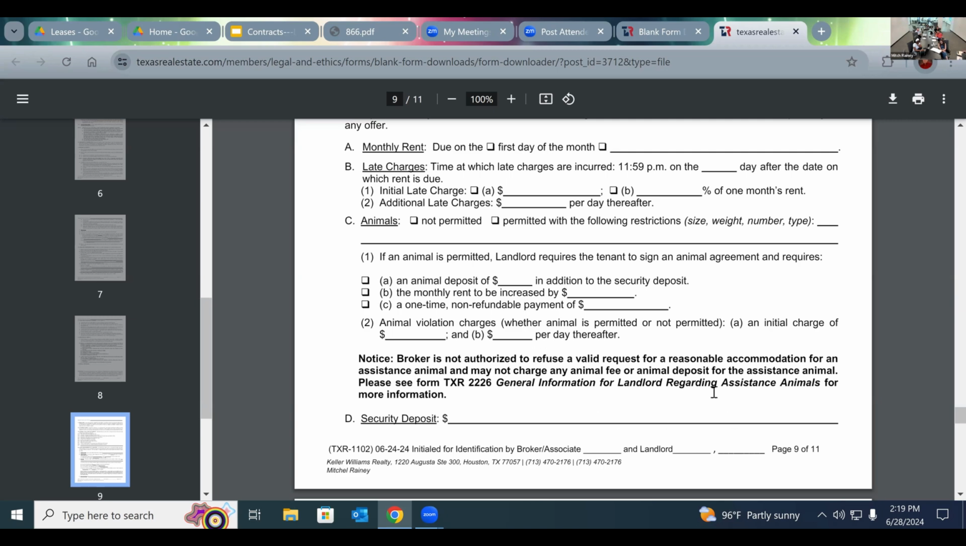A broker is not authorized to refuse a valid request for reasonable accommodations for an assistance animal.